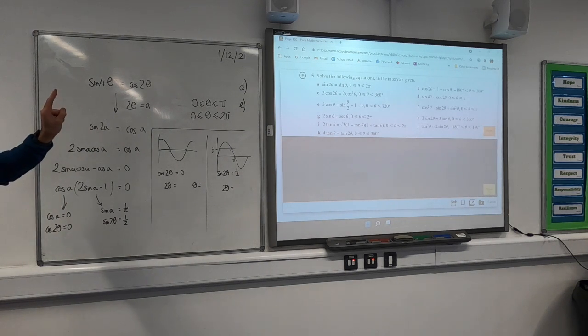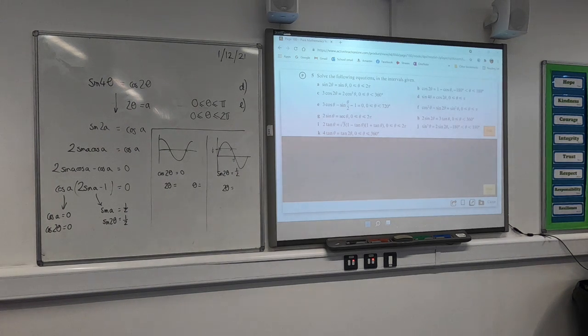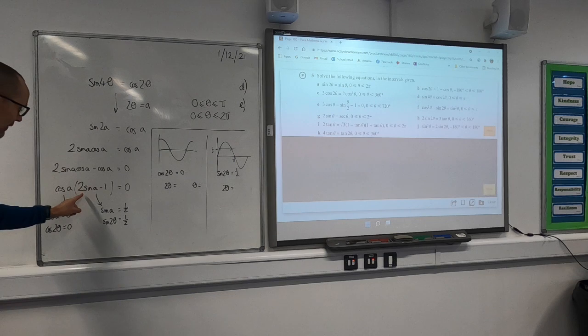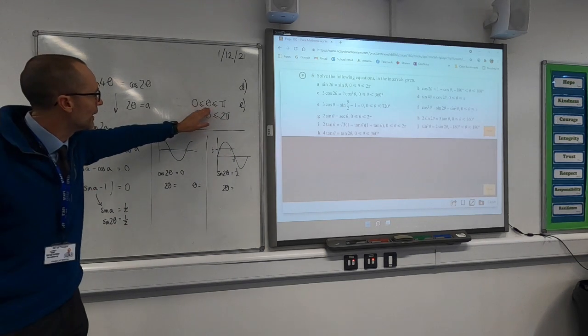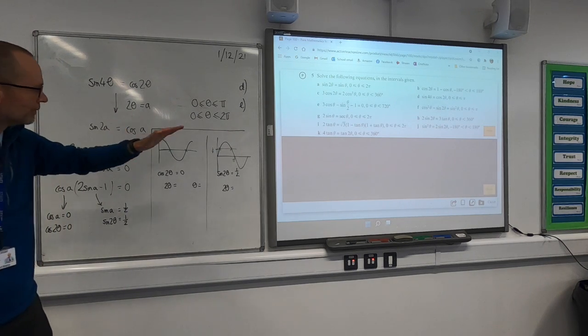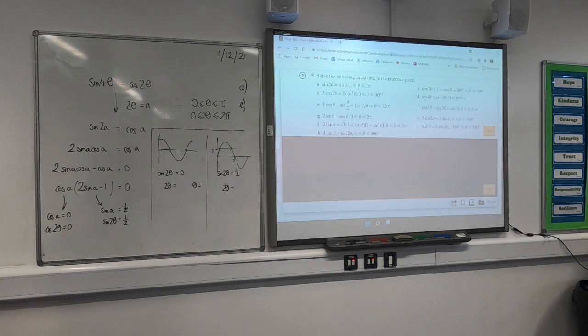So I've replaced 2 theta with A, so it becomes that. I then use my identity for sine 2A, 2 sine A cos A. I moved everything onto the one side and factorised, so got that cos A would have to be 0, or rather cos 2 theta would have to be 0, and sine A would have to be a half to make that bracket 0, so sine 2 theta is a half. The range of values for theta is 0 to pi, that's 180 degrees, so 2 theta, sorry, needs to be 0 to 2 pi.